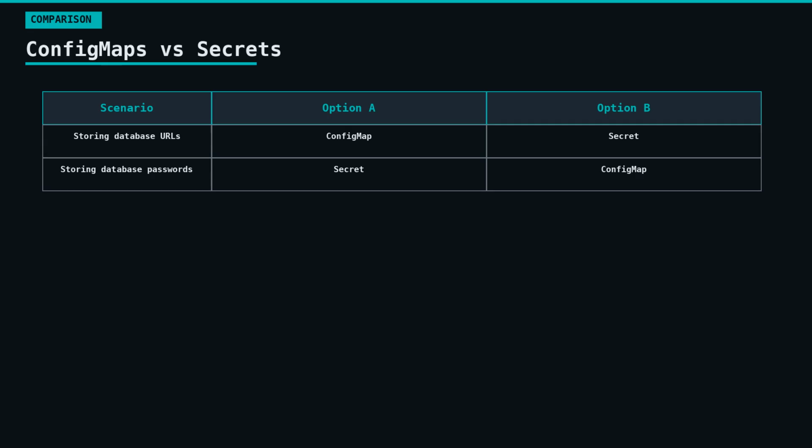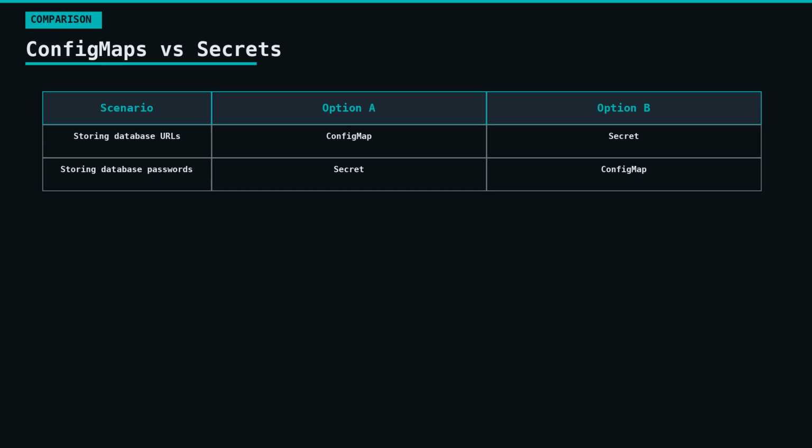When to use config maps versus secrets. Use config maps for non-sensitive data, like database URLs or port numbers. Use secrets for sensitive data, like database passwords or SSL certificates. Think of it like storing your credit card number versus your phone number. You want to keep your credit card number safe, but your phone number is public information.